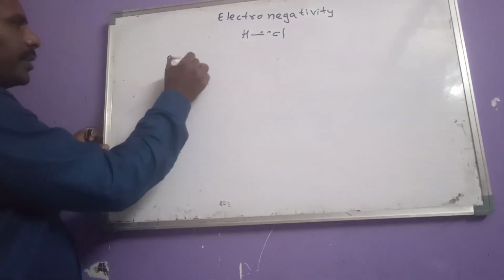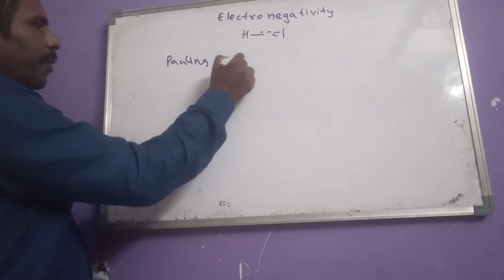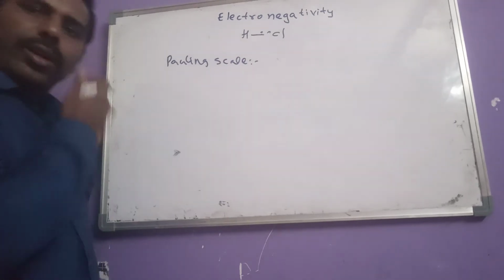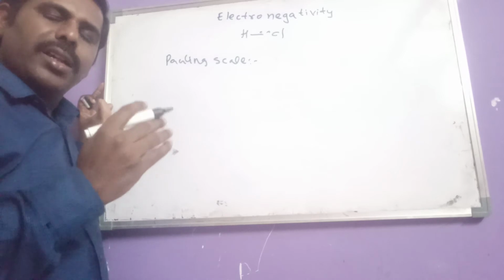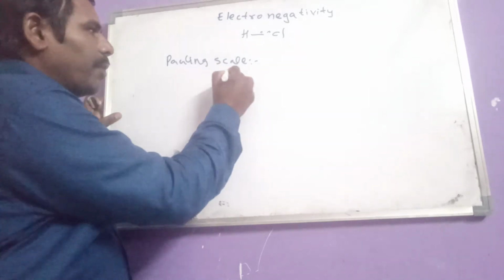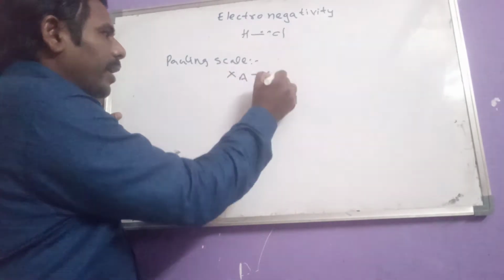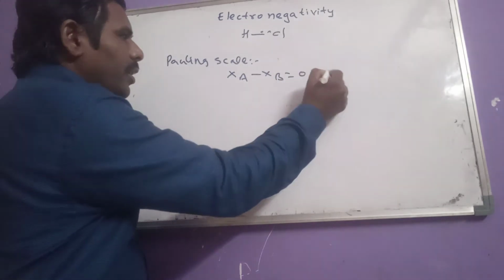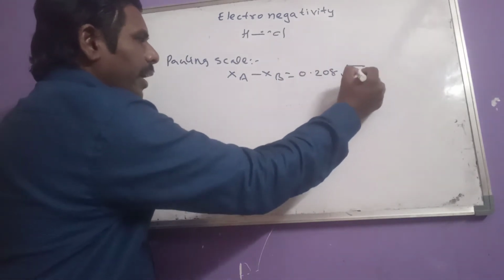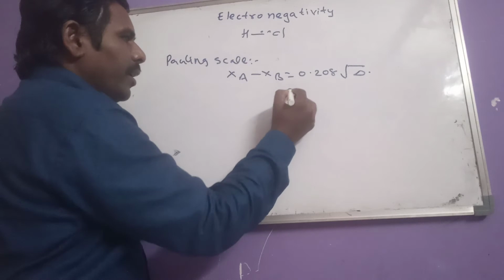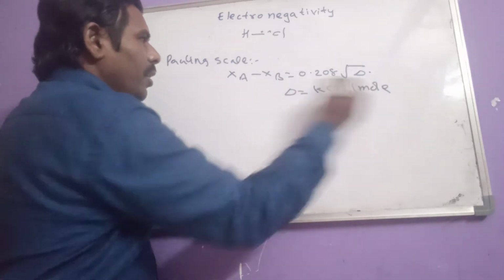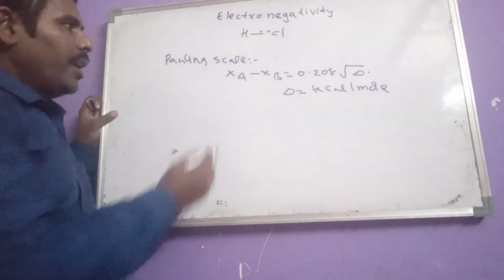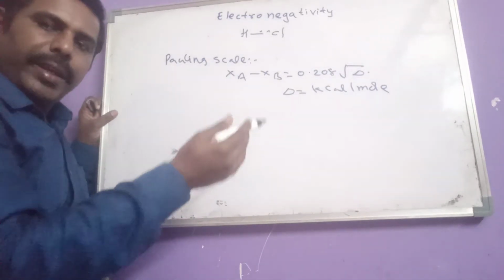First, the Pauling scale. According to Pauling, what is the formula to calculate the electronegativity of a given element or atom? So what is the formula? Xa minus Xb equals 0.208 into root delta, when delta is given in kilocalorie per mole. We have to use this formula. And what are Xa, Xb and delta?